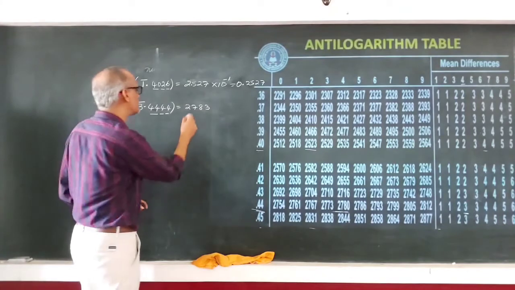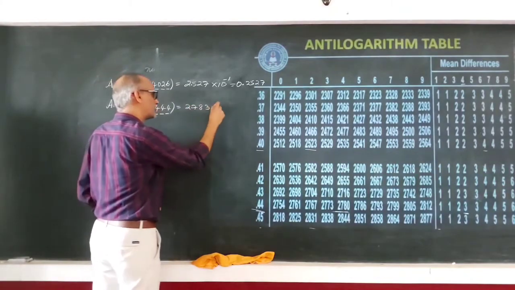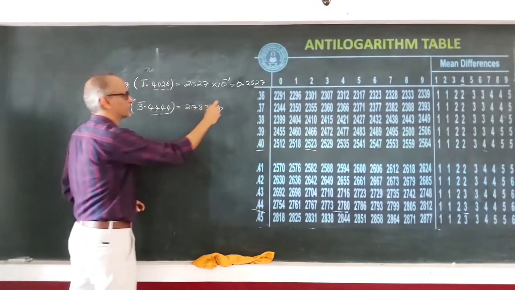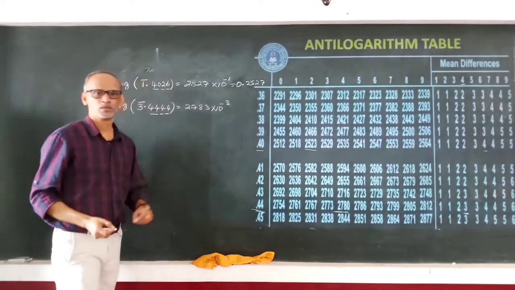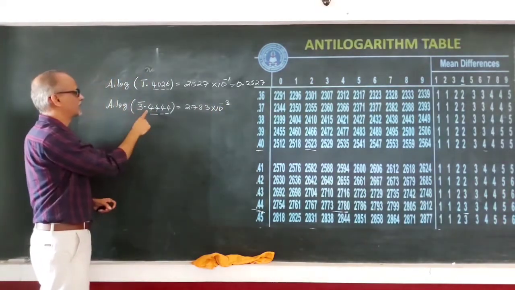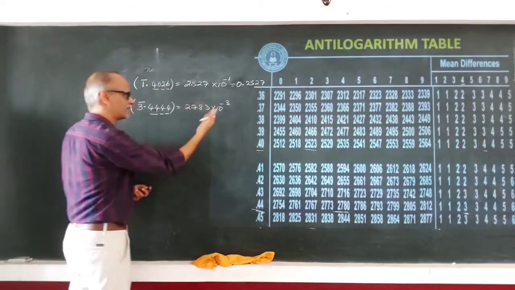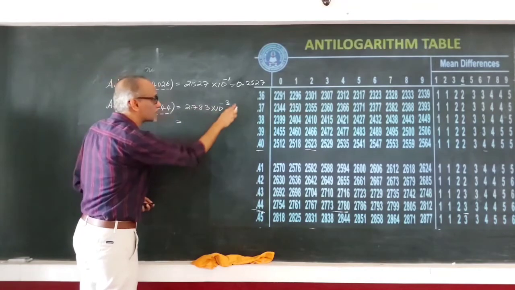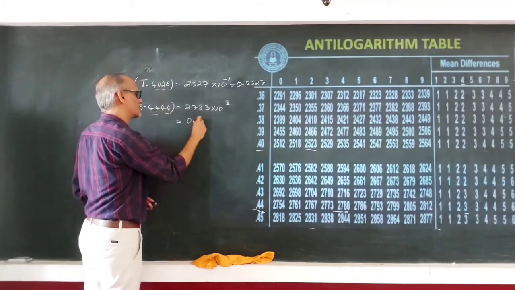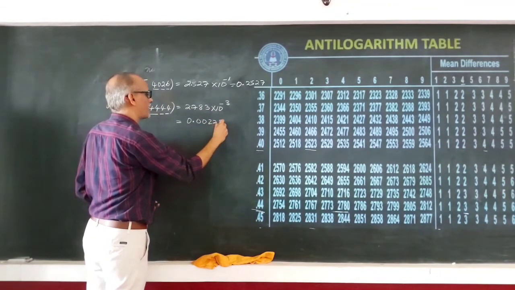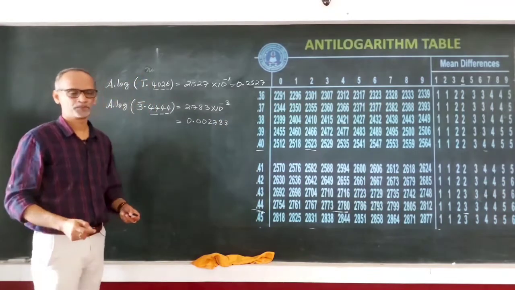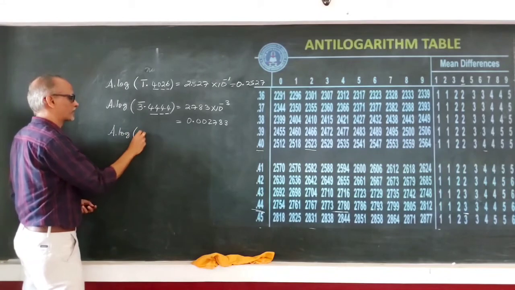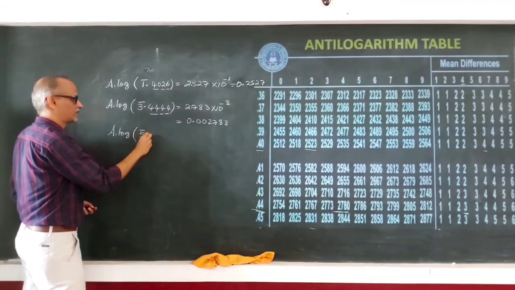After that, write the decimal point after the first digit, and then multiply by 10 raised to the power minus 3. So this is the antilog of bar 3, 0.4444. You can simplify further if required. Dividing this by 1000 gives 0.002783, which is the answer.